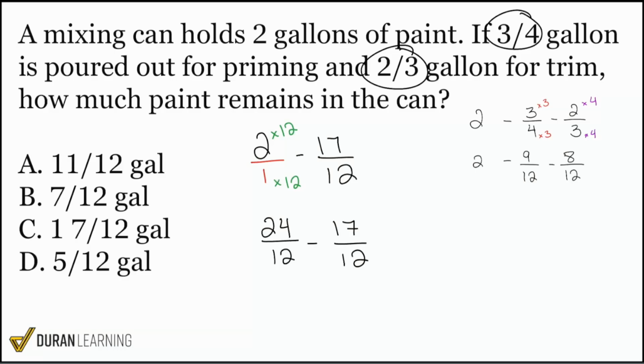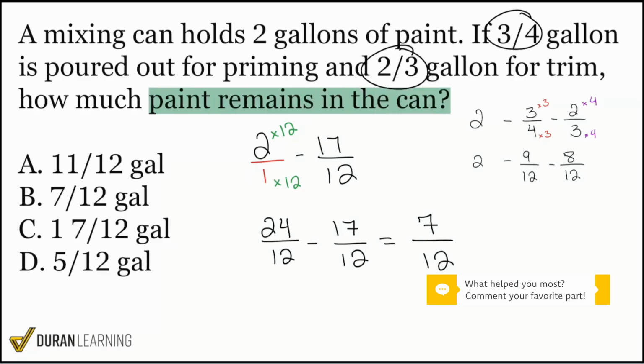Help me out, my party people. What is 24 minus 17? 24 minus 17 ends up giving us 7. And there we are. That'll be 7 over 12. And there it is. That's how much paint remains in the can. 7/12 of a gallon. And there we are.